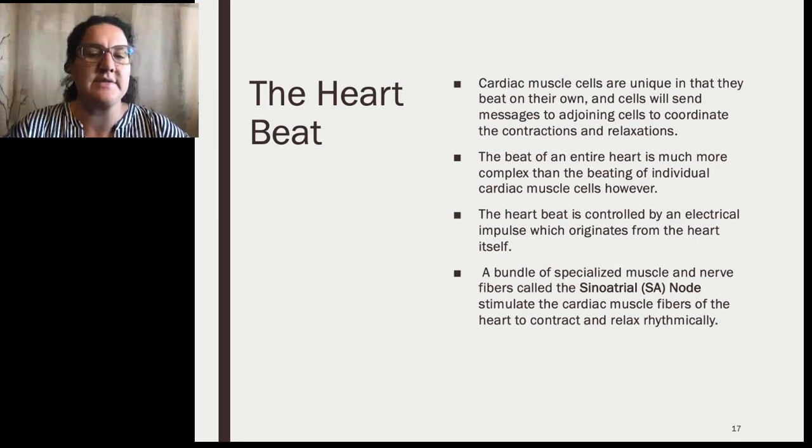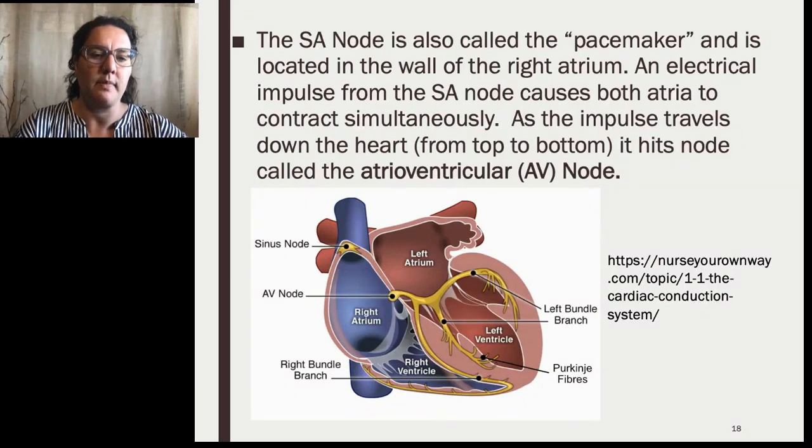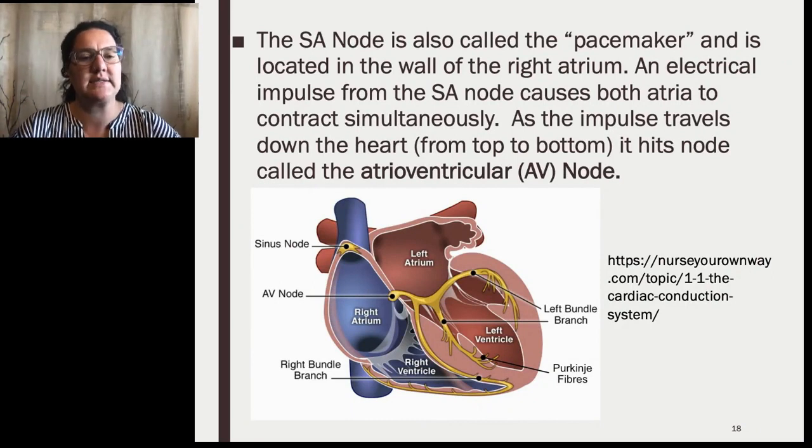So we talked about how cardiac muscle cells are really unique because they can beat on their own. But to have an entire heartbeat, this is much more complex than the beating of an individual cardiac muscle cell. To make sure that the heart beats systematically and not individually, it's controlled by an electrical impulse that originates from the heart itself. This is known as the sinoatrial node, because the atria contract first. And this stimulates the heart muscles to begin contracting and rhythmically relaxing. The sinoatrial node is also called the pacemaker. If you've ever heard of somebody who has a pacemaker, the pacemaker itself is an implant that will help your heart contract regularly if your heart is having issues.